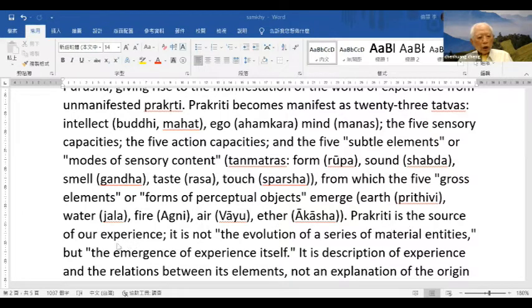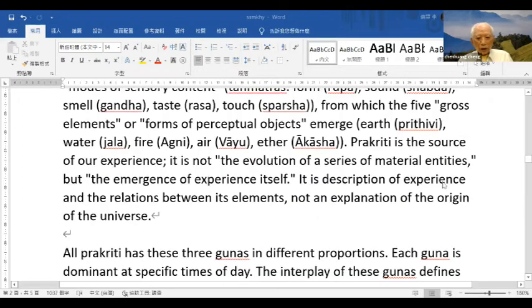Prakriti is the source of our experience. It is not the evolution of a series of material entities.